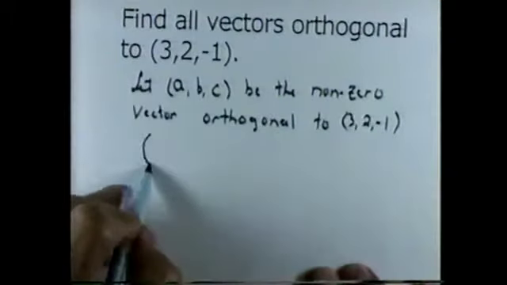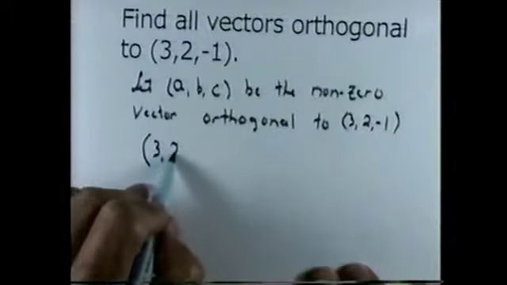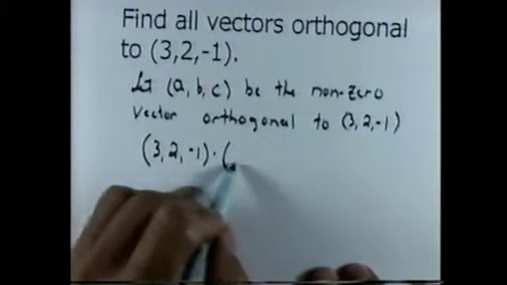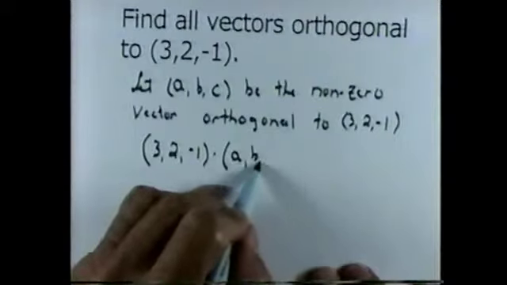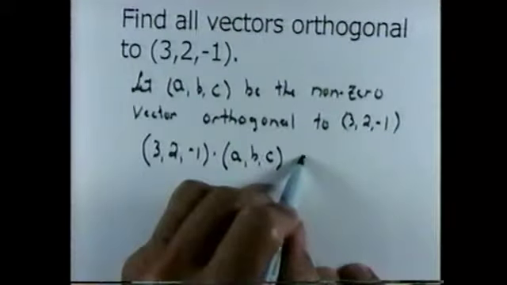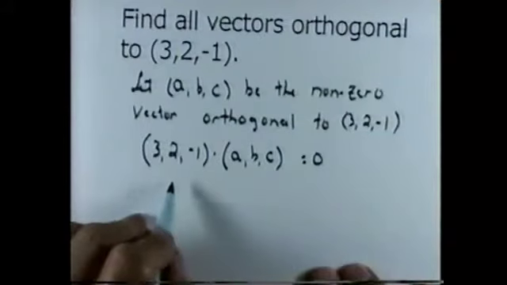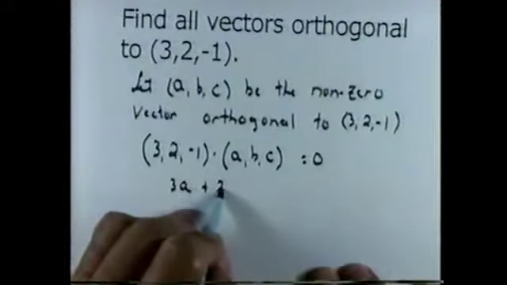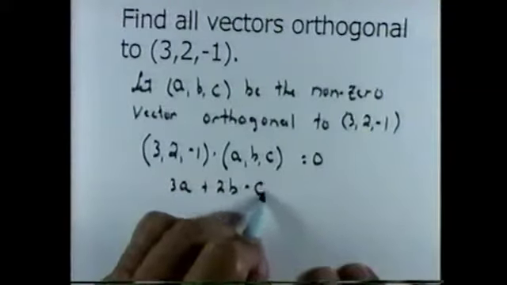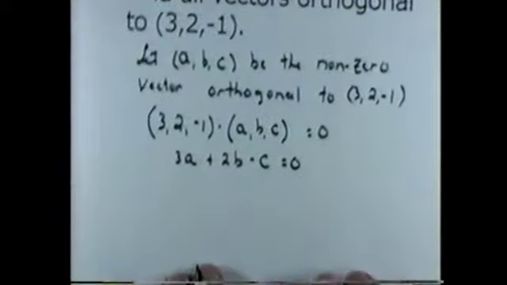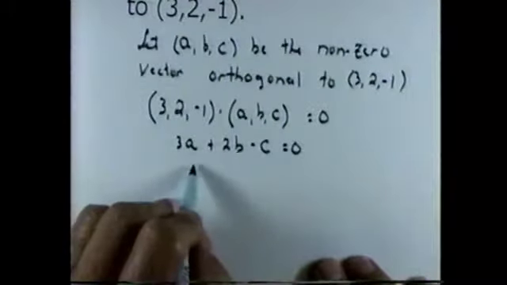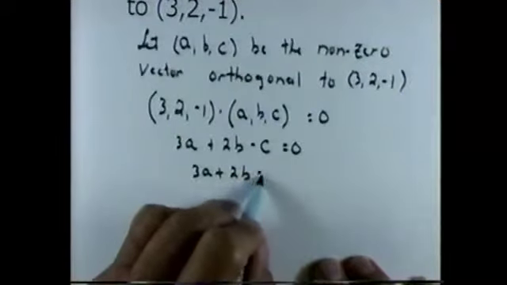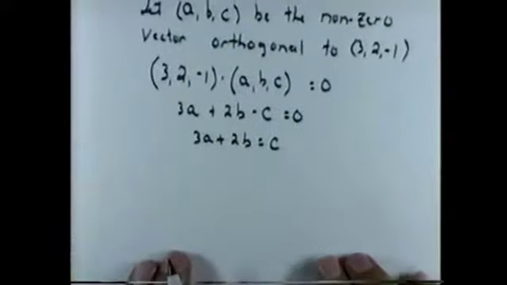Well, then we know that (3, 2, -1) dot (a, b, c) is equal to 0. Or I have that 3a + 2b - c is equal to 0. Or I have that 3a + 2b is equal to c.